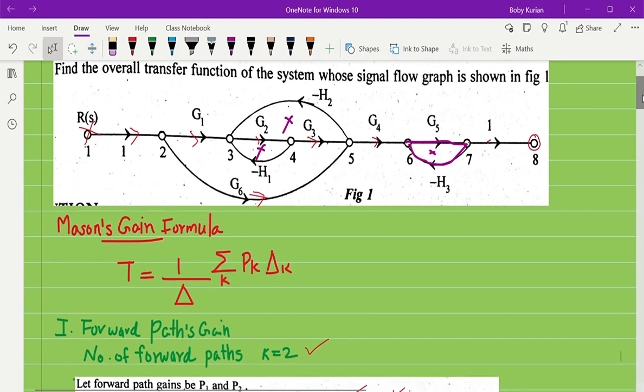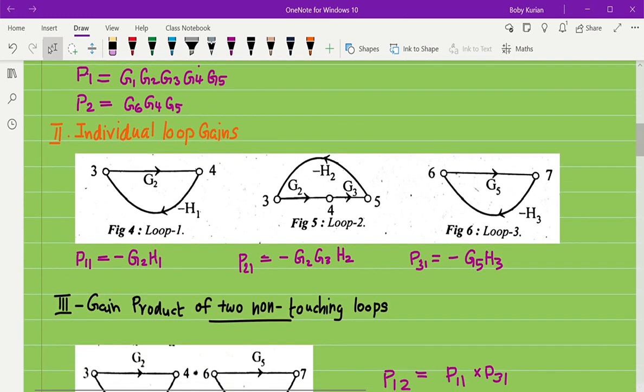So there are 3 loops and we have to find the loop gains. It's very simple. The first loop is termed P11, the second loop is termed P21, and the third loop is termed P31. The first loop gain is minus H1 G2, the second loop gain is G2 G3 minus H2, and the third loop gain is G5 minus H3. So these three are noted here.